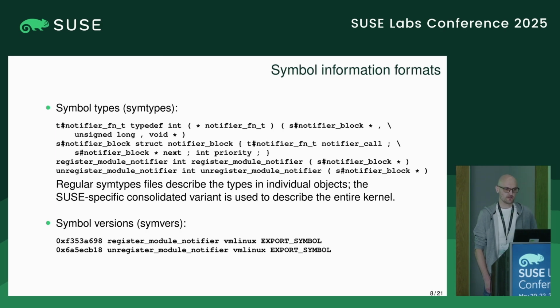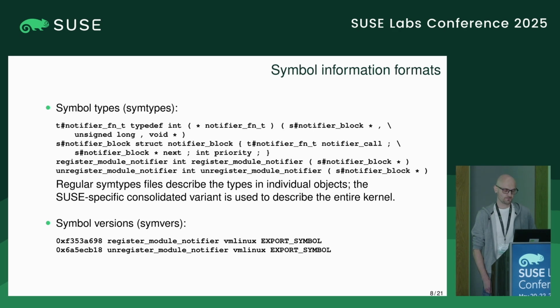The entire operation works with two main file formats. The first, symtypes format, records information about all type definitions which were used in the calculation of symbol CRCs. It is a simple key-value format with some cross references. This example shows two functions, register_module_notifier and unregister_module_notifier, and both functions take a pointer to a notifier_block structure as their parameter. The data then contains the definition of the structure along with all other types that it recursively uses.